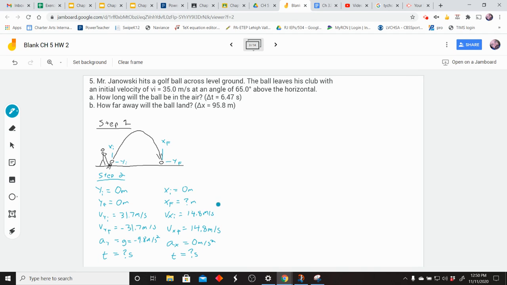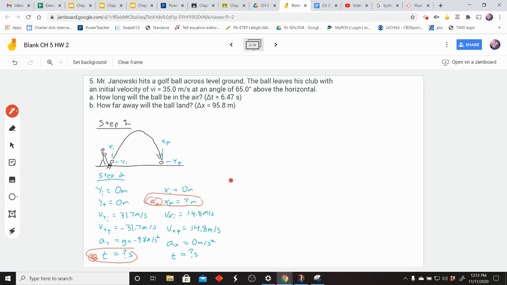So that's a key part of doing these problems. Keep that in mind. It took a little while because there's so many variables, but we filled them all out. Now on to step 3, which is what things are you looking for? All right, well, in part A, we're looking for time. For part B, we're looking for x final.